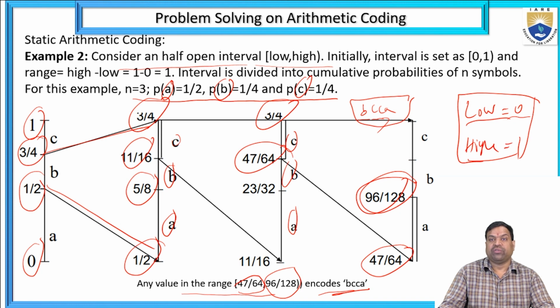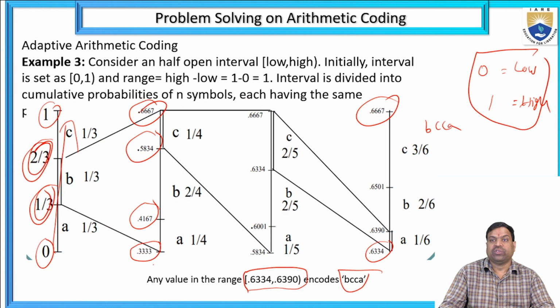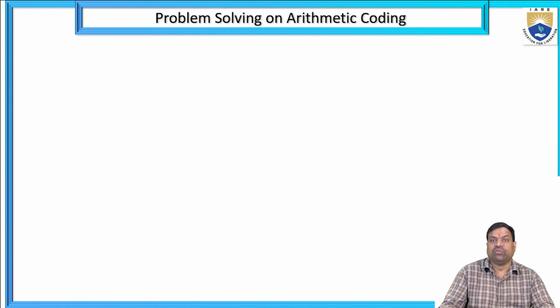Here, in example 2, I am taking a half interval of 0 to 1, and the probability values are: P of A equals 1 by 2, P of B equals 1 by 4, P of C equals 1 by 4. So we are converting to the encoding of the interval, again from high value to low value. We are changing the encoding values.